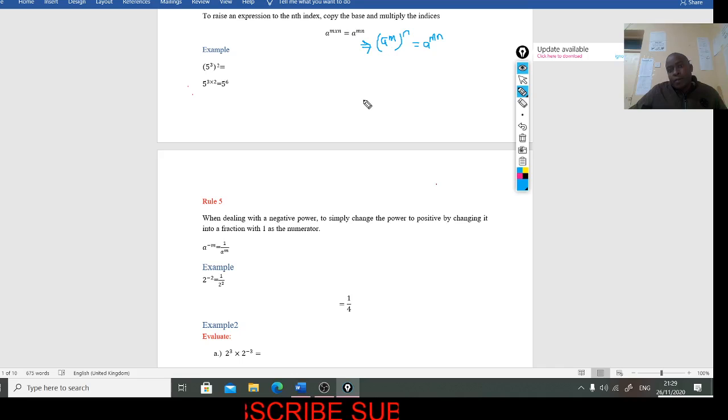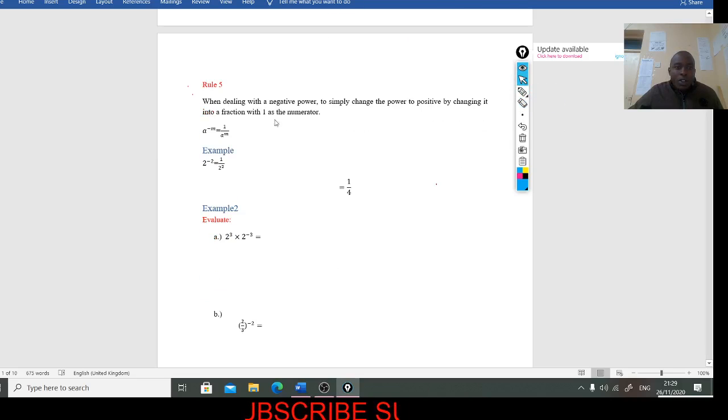Now, example, when we talk about 5 cubed, then squared, it is the same as 5 to the power of 3 times 2. The powers are multiplied. So it is 5 to the power 3 times 2, which gives you 5 power 6.